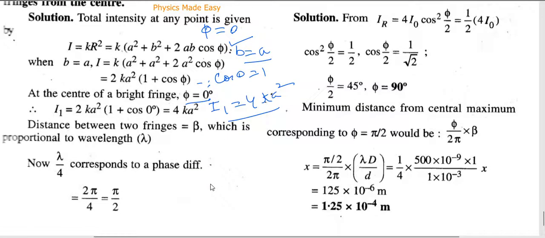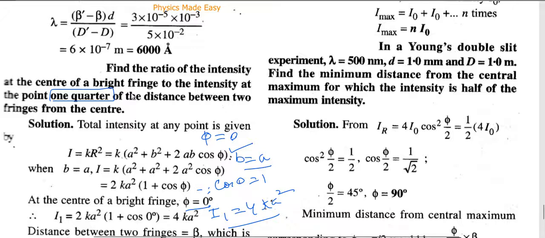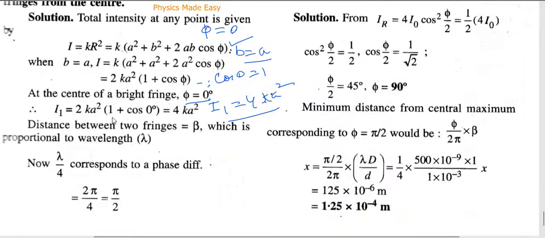Now what finally is he saying? He says, to the intensity at a point 1/4 of the distance between the two fringes from the center. The distance between the two fringes from the center is fringe width, beta. So this is 1/4 of beta. Now in this case, nothing is changing. Capital D will remain the same.